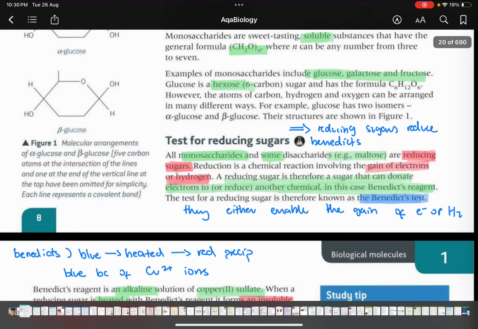Benedict's reagent is essentially copper 2 sulfate, which is blue in color, and this is reduced to form copper 1 oxide, which is red in color, upon the heating and adding of whatever reducing sugar.